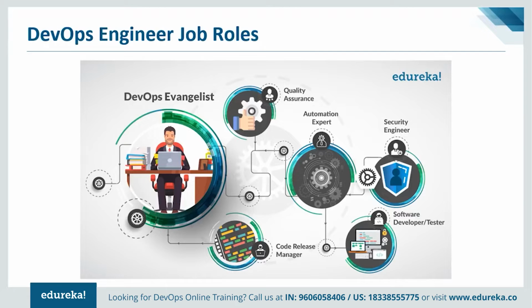Now comes the automation expert. This person is responsible for achieving automation and orchestration of tools. DevOps is not all about automation, but automation plays a very big role in DevOps, right? And being an automation expert, this role should be able to understand what can be automated and how a product stack can be integrated with another product stack.